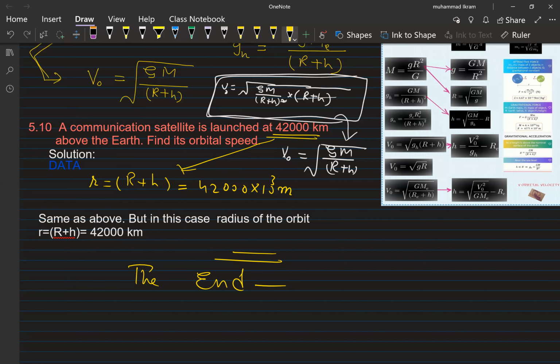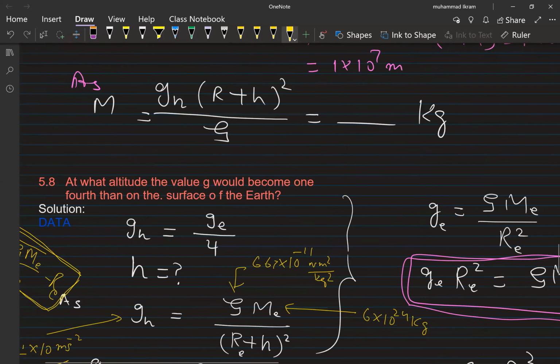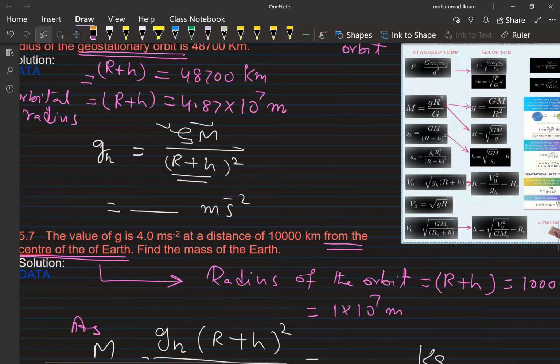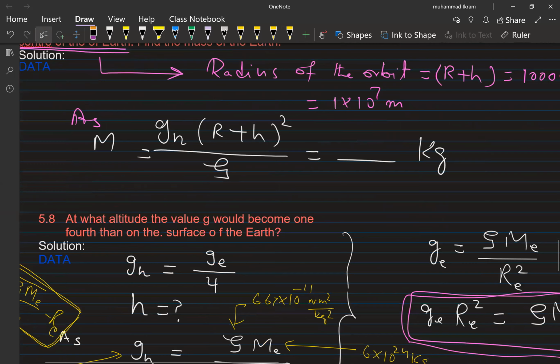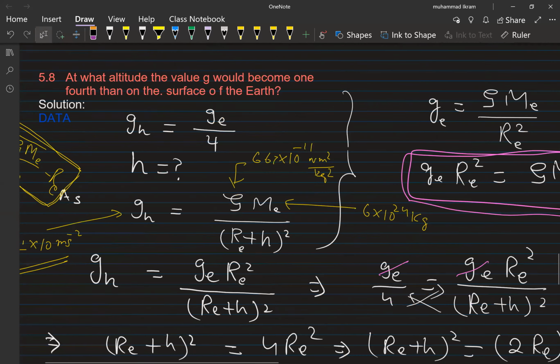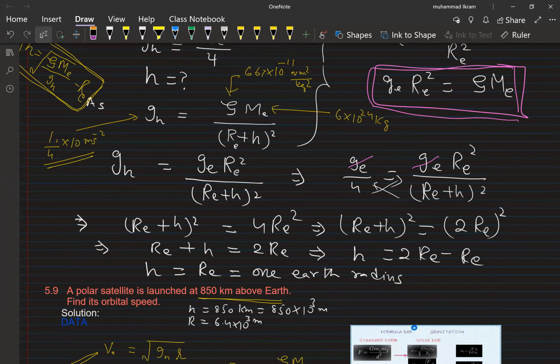Now your home assignment is that you solve all these numericals in your notebook. I did not put the values deliberately, so I left it for you. You put the values, use your calculator and find the answers.